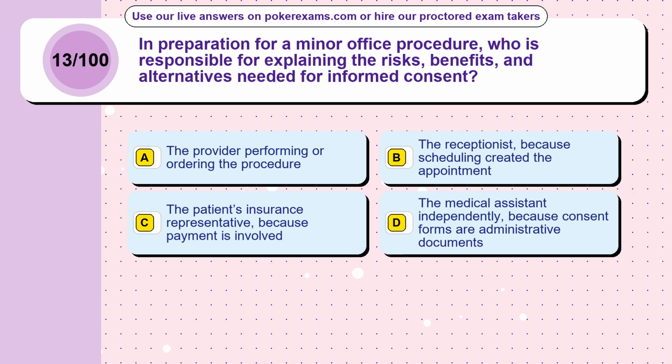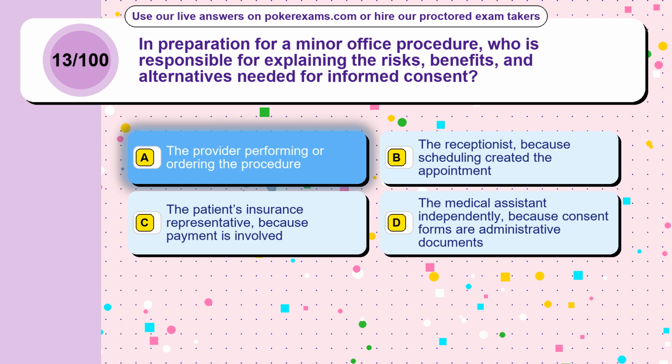Question 13. In preparation for a minor office procedure, who is responsible for explaining the risks, benefits, and alternatives needed for informed consent? Option A. The provider performing or ordering the procedure. Option B. The receptionist, because scheduling created the appointment. Option C. The patient's insurance representative, because payment is involved. Option D. The medical assistant independently, because consent forms are administrative documents.